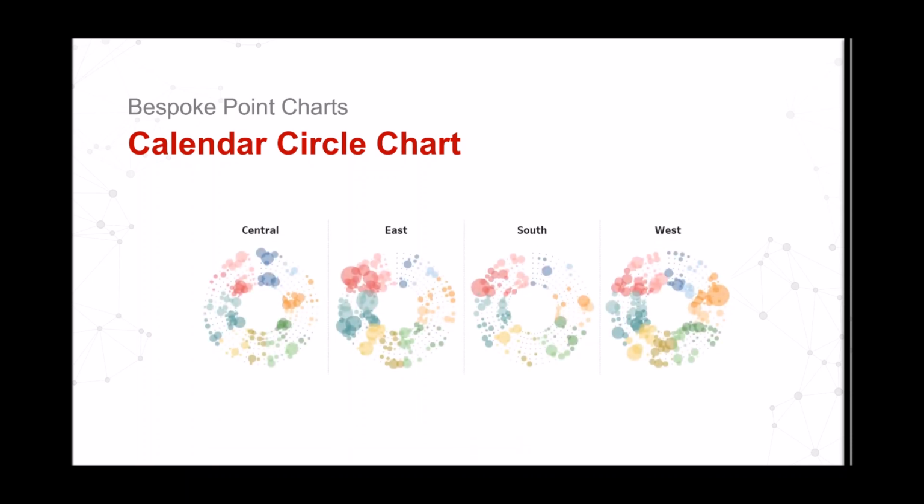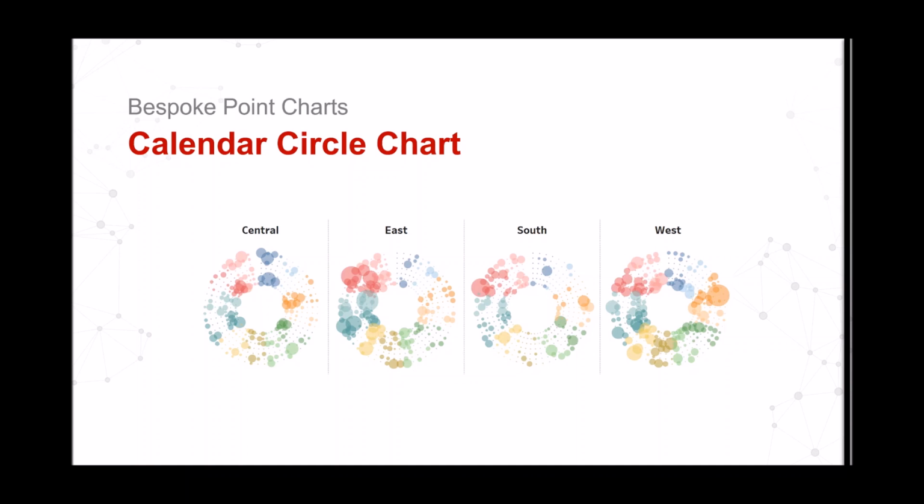Bespoke point charts, a calendar circle chart. And this is what it looks like. We have our breakdown by regions, so central, east, south and west. We have every day of the year plotted as individual points. And we have the month giving us a sense of color.